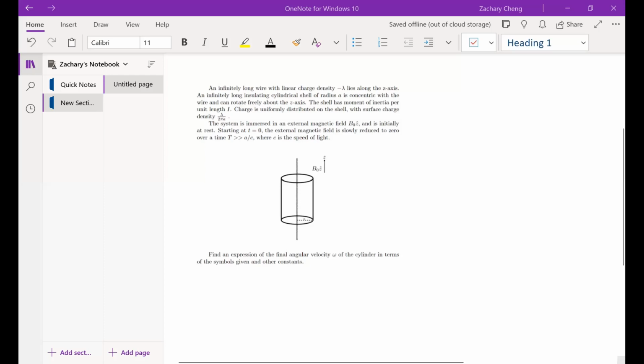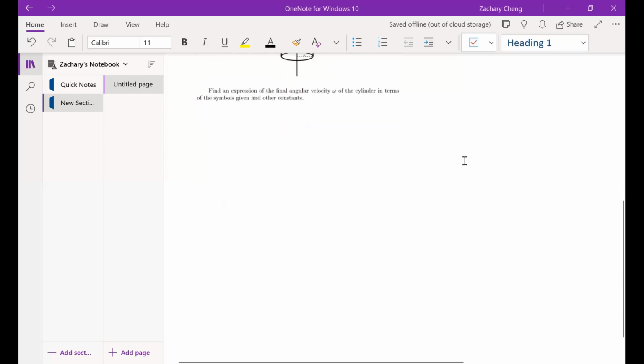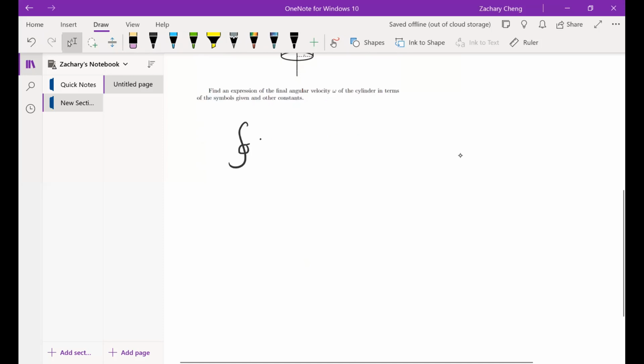Okay, so first we can try to find the induced electric field inside the cylinder. To do this, we use Faraday's law. We can write the integral of E dot dl is equal to negative d of the magnetic flux over dt.